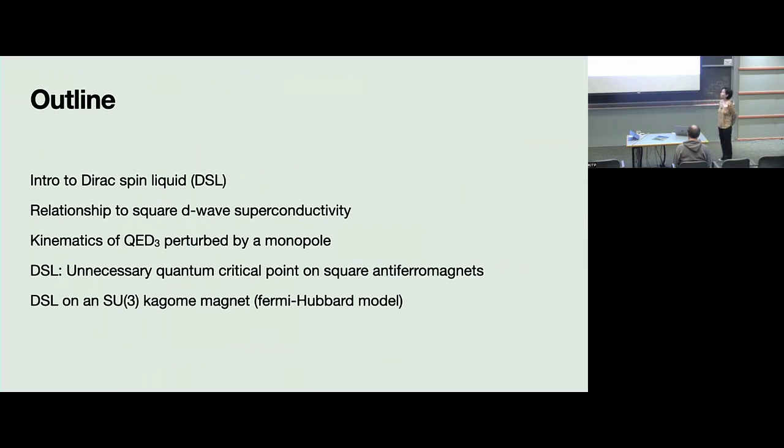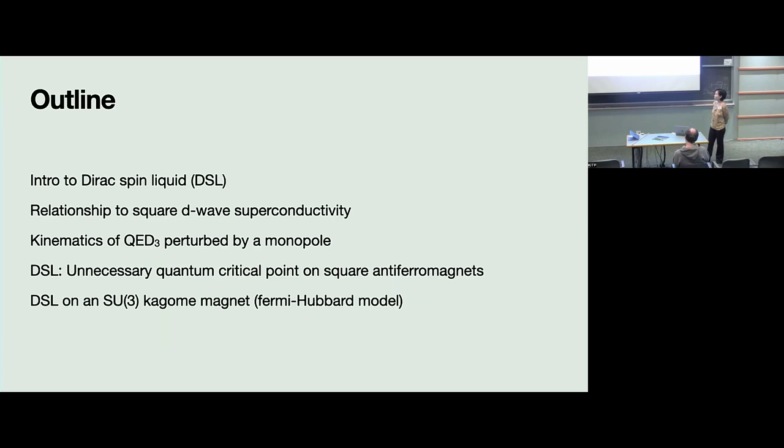The outline of my talk will first have a brief introduction to Dirac spin liquid, which was also mentioned in previous days' talks. I'll mention a connection on square lattice between the Dirac spin liquid and the D-wave superconductor. Next, crucially, we'll discuss the Dirac spin liquid described by quantum electrodynamics in 2+1D, perturbed by a monopole operator, and its kinematics, the symmetries and anomalies, etc.